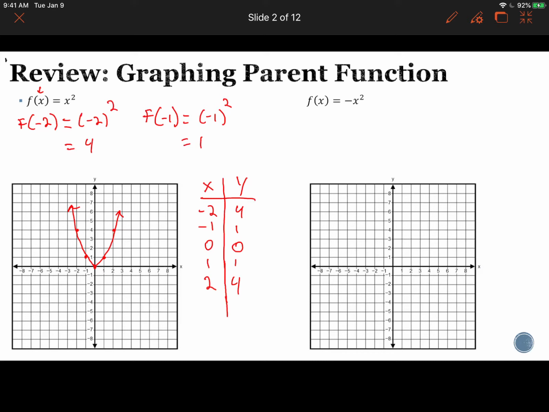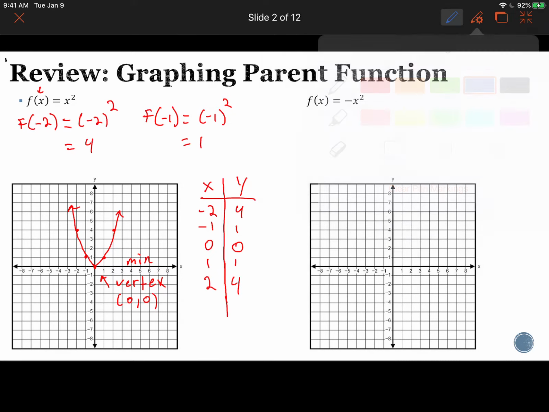Now, hopefully you remember that the minimum or maximum is the vertex. This is a minimum because it is the lowest point, and that is at the point 0, 0. We also can see that we have an axis of symmetry, which cuts the graph in half and goes right through my vertex.